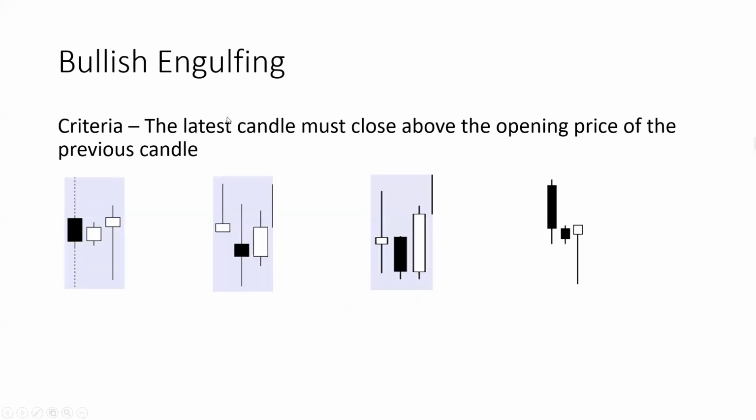Okay, now look over here. These are the things I want you all to see. And now, Albert, I believe your question falls under here. Now, the criteria. That's why I said the most important thing is first to understand the criteria. The latest candle must close above the opening price of the previous candle. So with this, then we'll see.